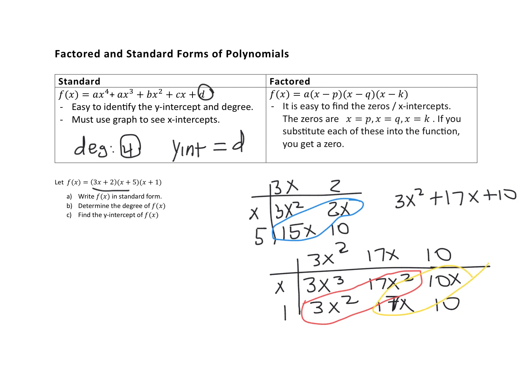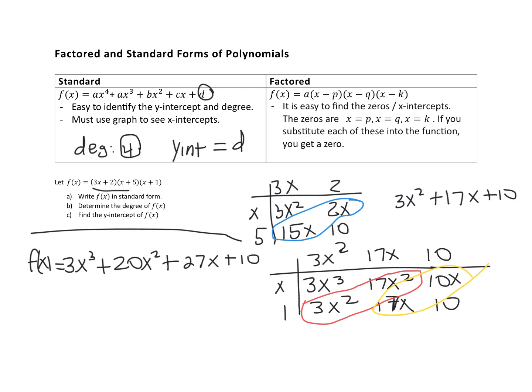So now I just write my final answer here, 3x cubed plus 20x squared plus 27x plus 10. So f of x.